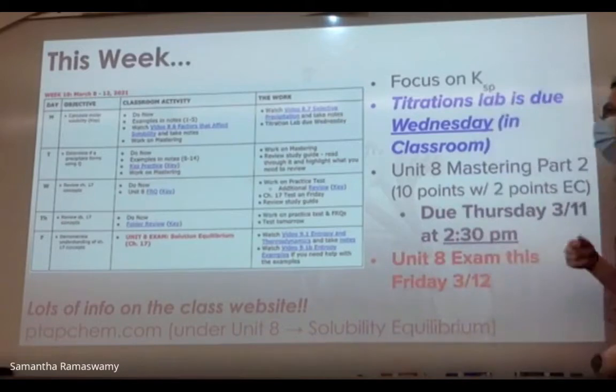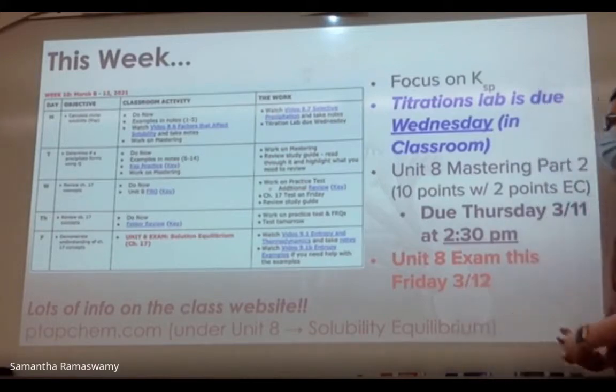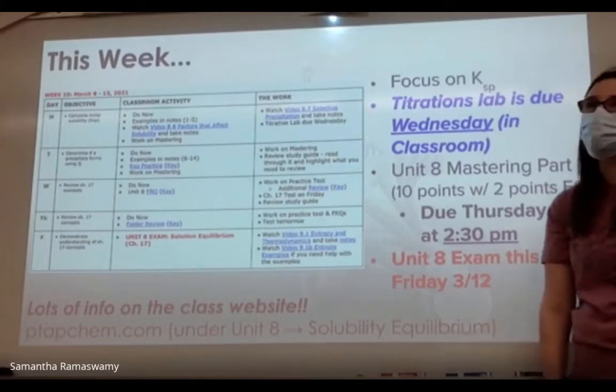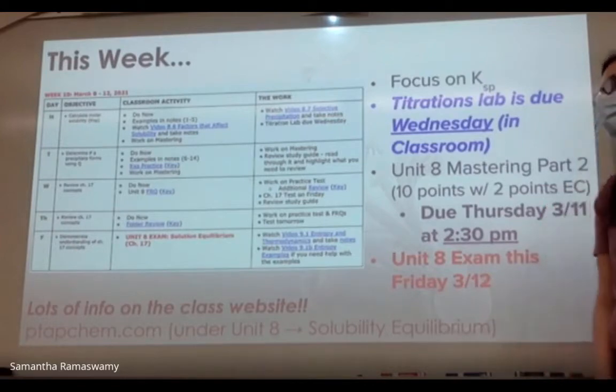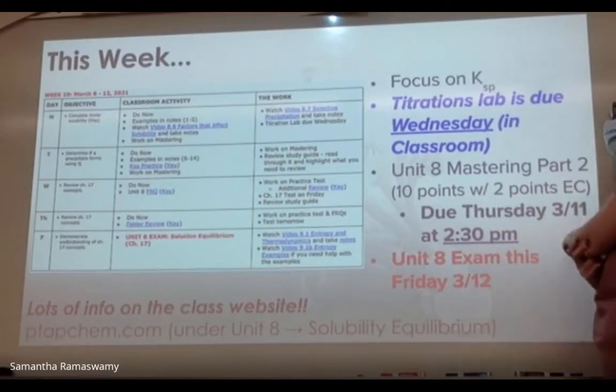With Ksp, it is very short, so the mastering that goes with it, I was debating on whether or not I even wanted to make a mastering, but I figured there's bonus that's built in. So the second part of mastering is 10 points. It's 9 questions, and 2 of them, I think, are the bonus questions. So it's not long. It's actually like 2 of the questions are worth 2 points just because I wanted to make it 10 points. So it's not that they're harder. I just wanted to make it an even 10 points and have the bonus in there still. So that's actually due Thursday at 2:30.